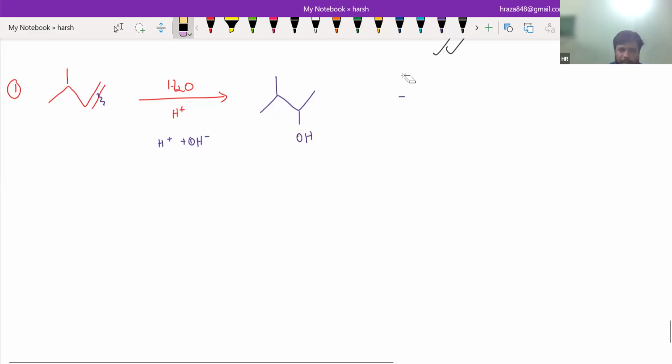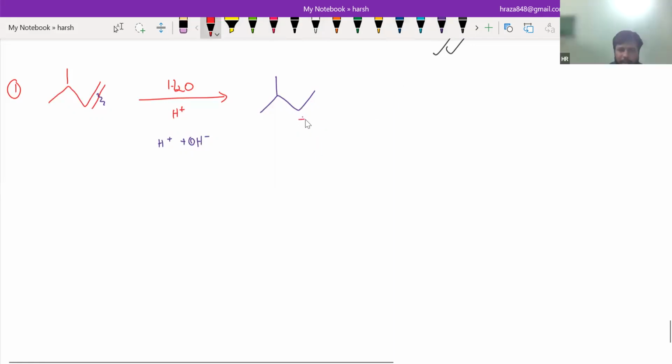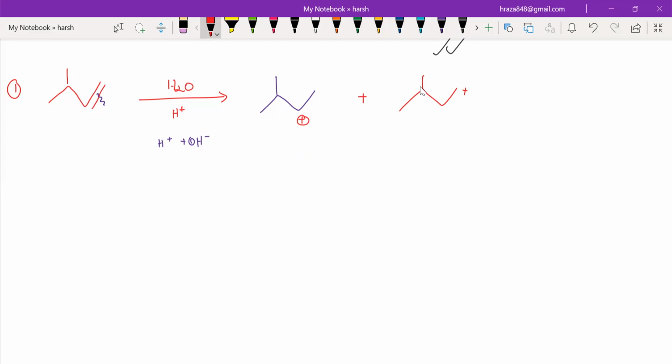Again, wait a minute. I'm going to show you. Because carbocation can be here and carbocation can also be here. Yes or no? Which one is more stable? The blue one or the red one? The blue one. 2 degree, 1 degree. Blue one, blue one.